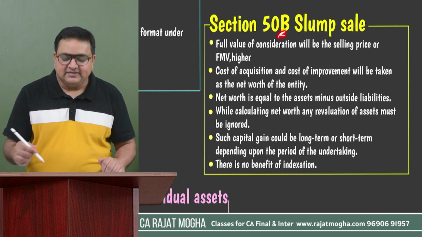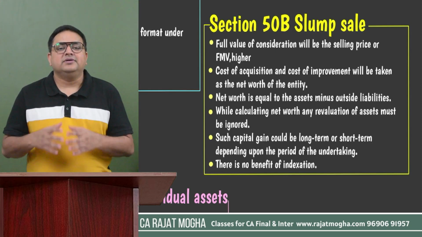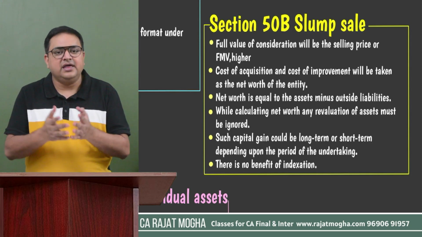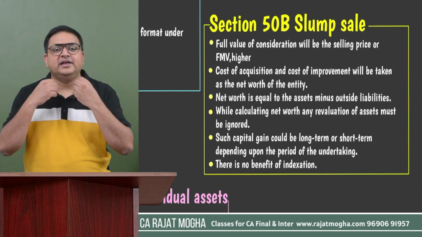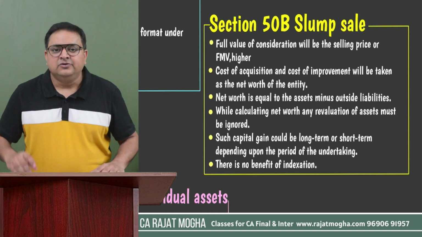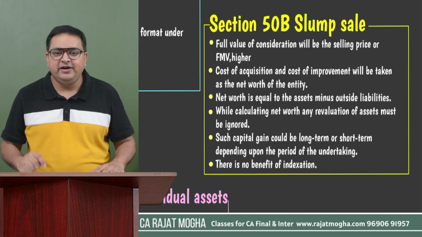Section 50B. Section 50B is related to slump sale. What is slump sale? When you sell the entire unit for a single consideration. There are certain assets, there are certain liabilities, and you are selling the entire unit, the entire undertaking. That is called a slump sale. So what would be the full value of consideration? Please remember.